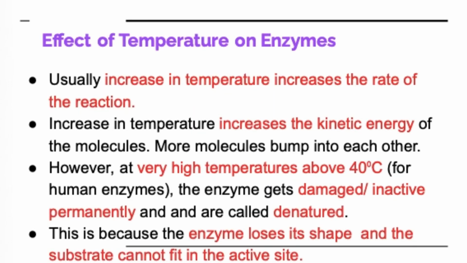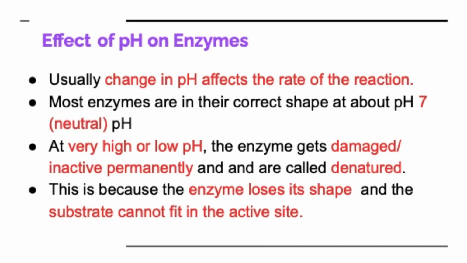The effect of temperature on enzymes. The increase in temperature increases the rate of the reaction. The increase in temperature increases the kinetic energy of the molecules. More molecules bump into each other. However, at very high temperature, above 40 degrees Celsius for human enzymes, the enzyme gets damaged or inactive permanently, and they are called denatured. This is because the enzyme loses its shape and the substrate cannot fit in the active site.